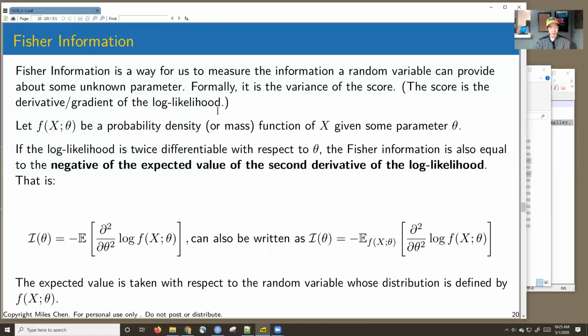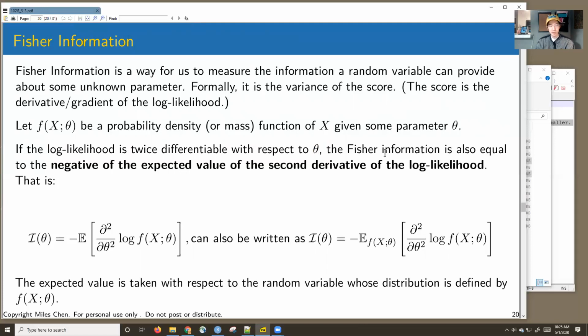What we want to say is I'm going to use this approach here, right? We've got some random variable x that comes from a probability density function defined by some parameter theta, okay? So it's a probability density or probability mass function of x given some parameter theta. And we're going to assume that the log likelihood is twice differentiable with respect to theta, okay?